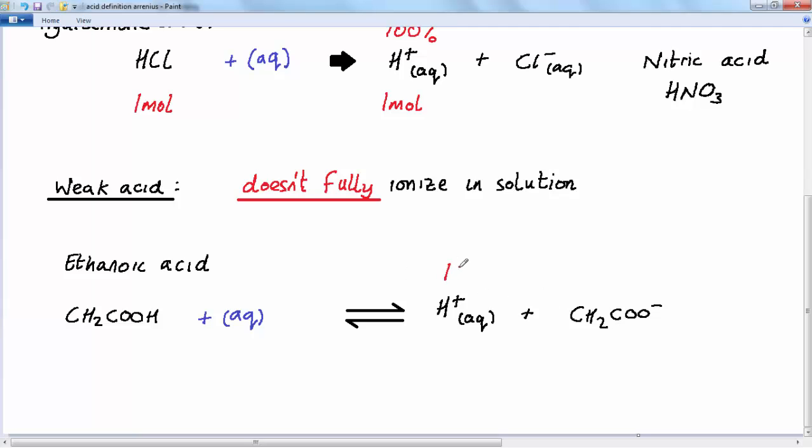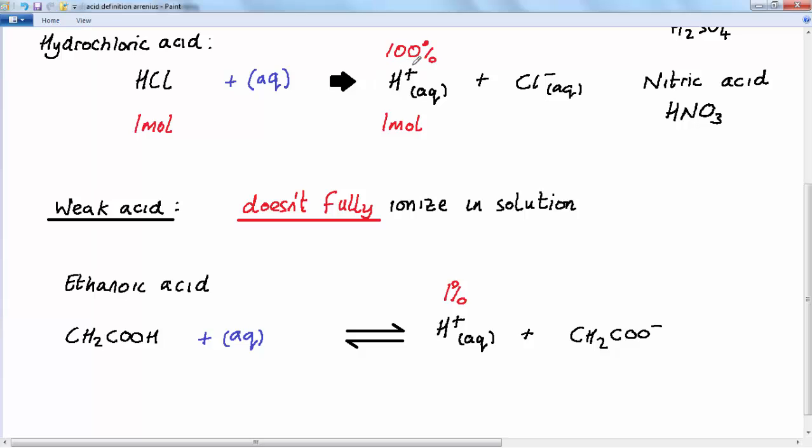So you only get 1% ionization in the case of ethanoic acid as opposed to 100% for the stronger laboratory acids. So if we start off with a mole of ethanoic acid and we add it to water, then we expect to get only 0.01 moles, for example, of hydrogen ions.